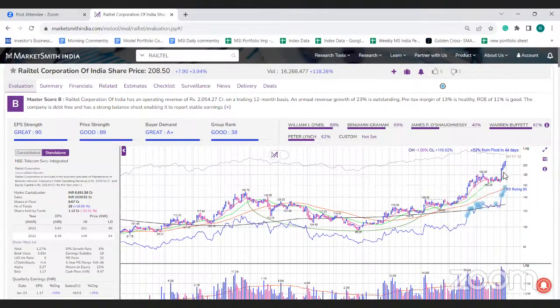So if you have taken some recent entries, then you need to be very diligent with the stop loss level over here, or you can say the profit booking level.